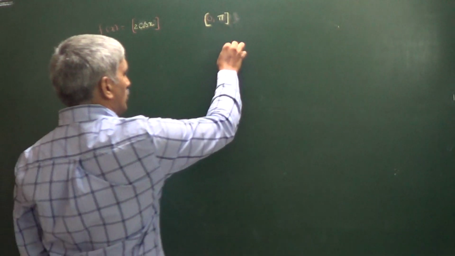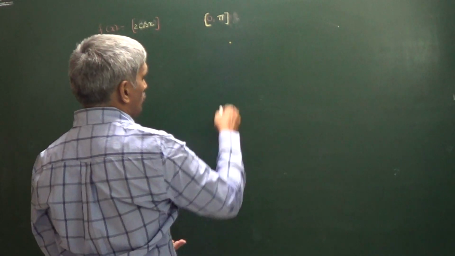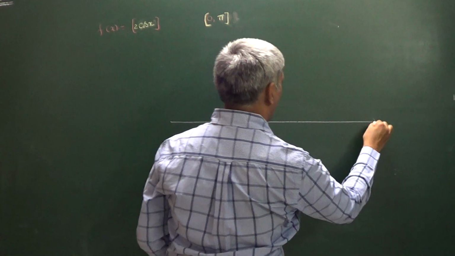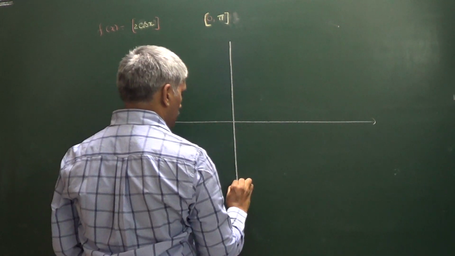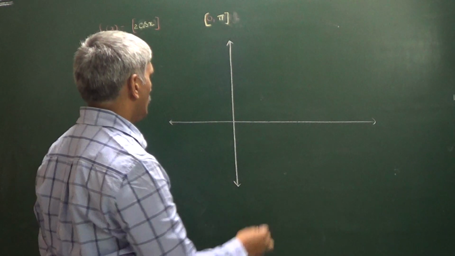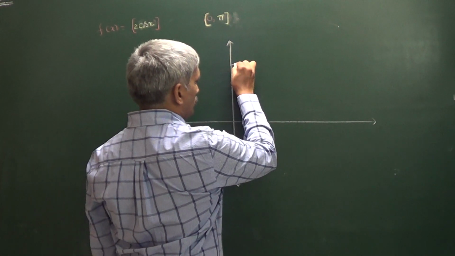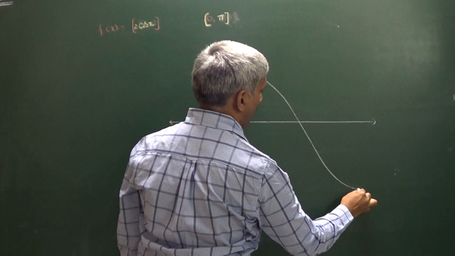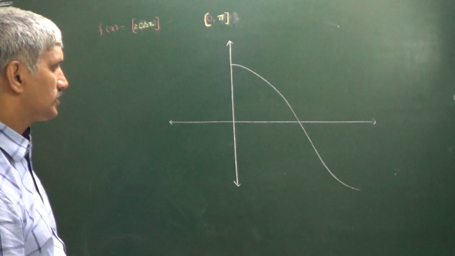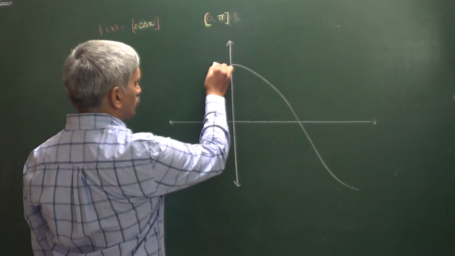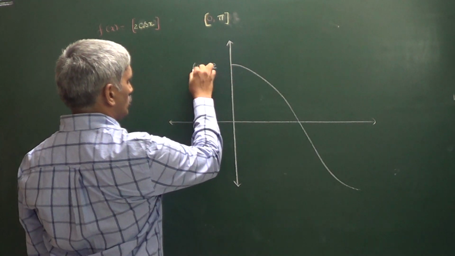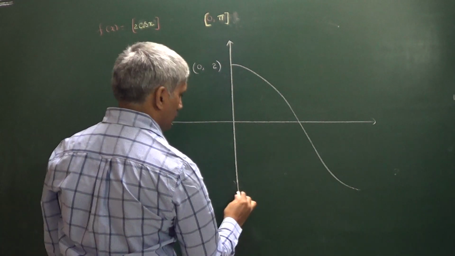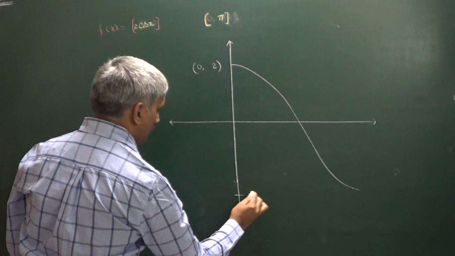So first of all, draw the graph of cos x in the interval 0 to pi. I am drawing the graph of cos x in the interval 0 to pi. You know cos 0 is equal to 1. That is the graph of cos x. For 2 cos x, the maximum value is 2 when x is equal to 0, and the minimum value you will get is minus 2. So this is the minus 2 value somewhere here.